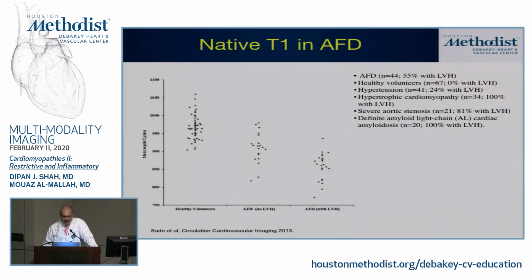But I think one of the things to keep in mind is that there's still overlap in T1 times between normal volunteers and patients with Anderson-Fabry disease. So again, where I think this can be useful is in the proper clinical setting. In somebody who has hypertrophy, who you suspect has pathologic hypertrophy, if you see a very low T1 time, that could tip you off that this may be more of an Anderson-Fabry picture versus hypertrophic cardiomyopathy or amyloid or something else.